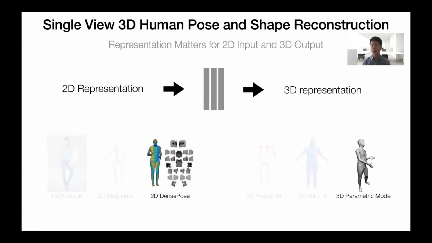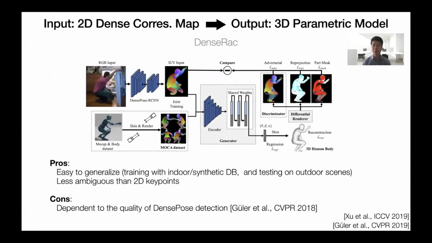Another possible solution is to use dense pose annotation. In this example, we produce a 3D parametric model as output. DenseRaC is one such example. In this case, the input is the dense pose representation, where we have this IUV dense correspondence map as input, and our output is the parameters of the parametric model. The good thing, similar to the keypoint input, is that we don't consider any raw image, but we are considering this representation. This representation can also be estimated at testing time using a dense pose detector, for example. So this domain gap issue can be somehow solved.